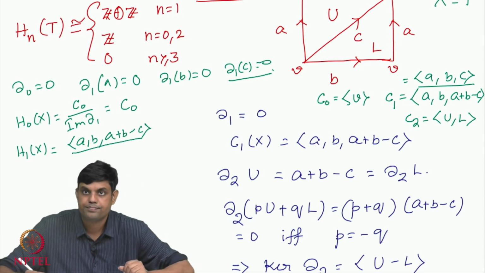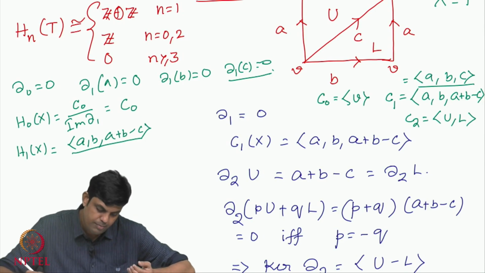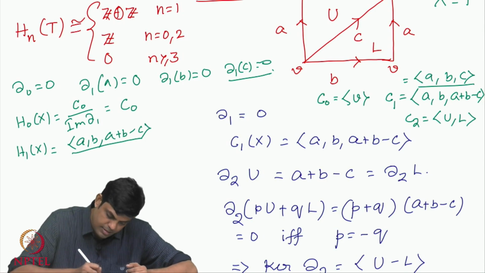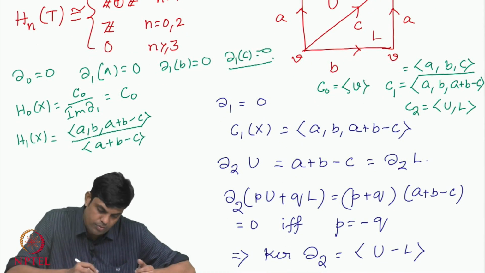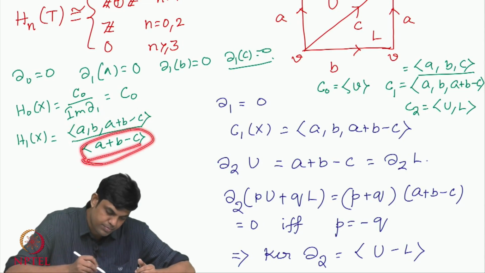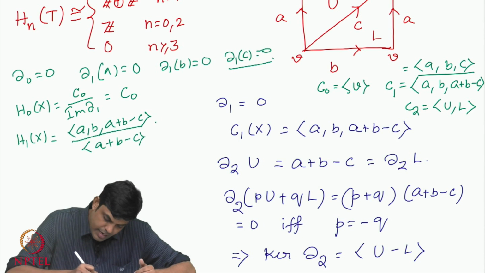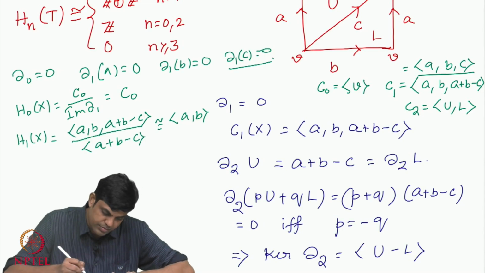quotiented by the object which is on the image of it. This is generated by A plus B minus C. So you have this abelian group on the top which is generated by A, B and A plus B minus C. You are quotienting by the abelian group generated by A plus B minus C. So we will end up with the abelian group generated by simply A and B. Okay. So this is just two copies of Z.